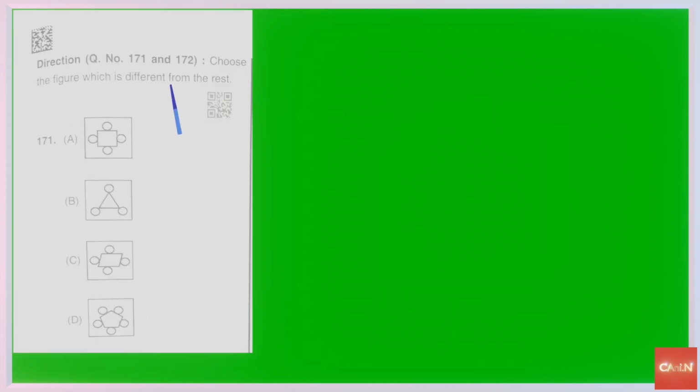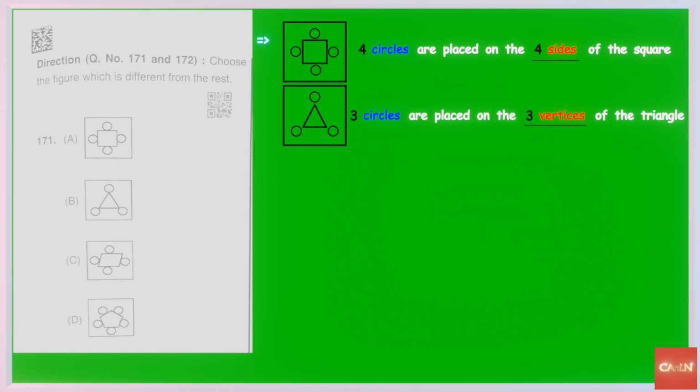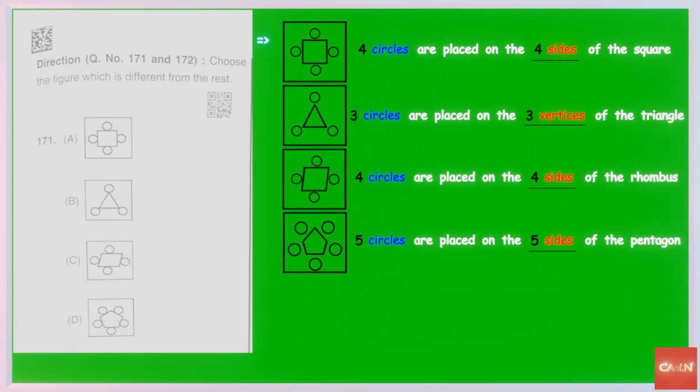Choose the figure which is different from the rest. Here, 4 circles are placed on the 4 sides of the square. 3 circles are placed on the 3 vertices of the triangle. 4 circles are placed on the 4 sides of the rhombus. 5 circles are placed on the 5 sides of the pentagon.